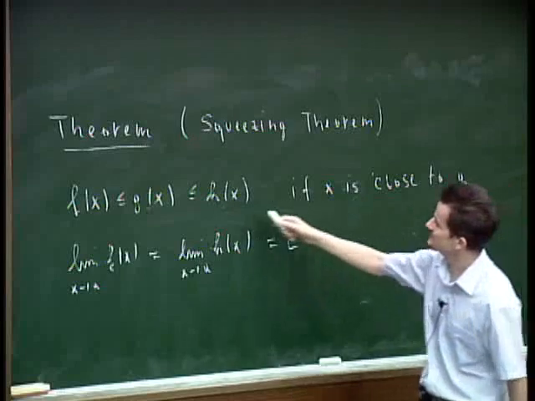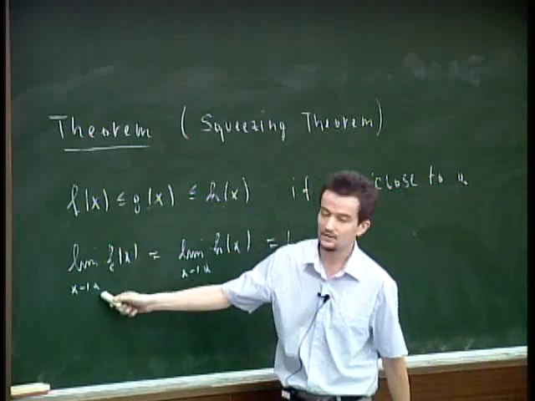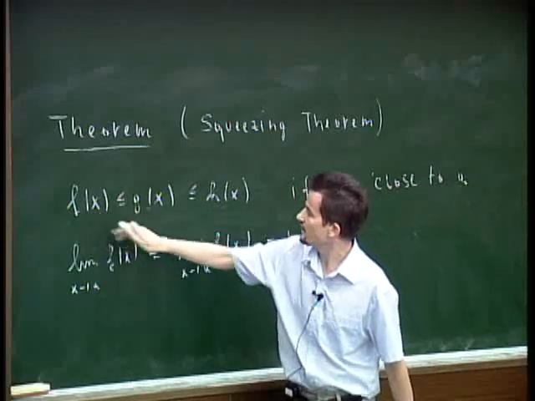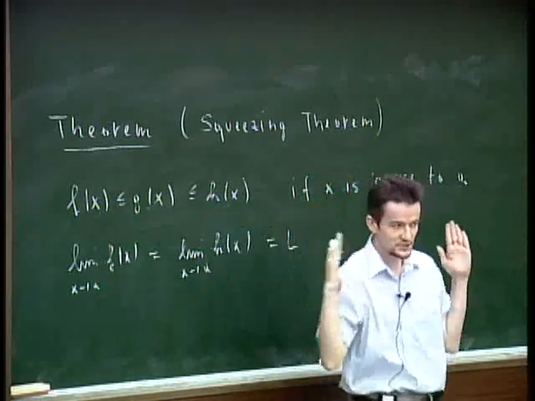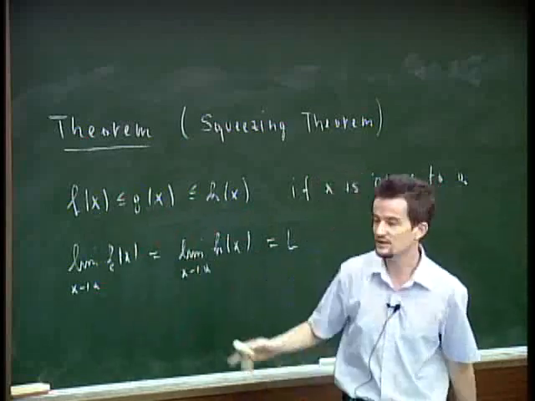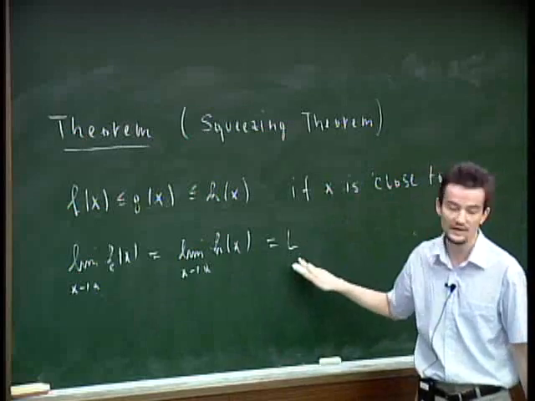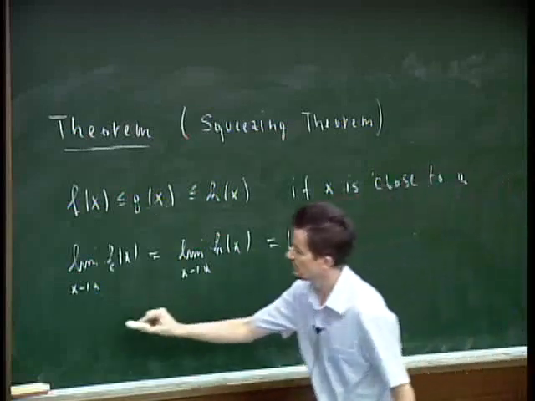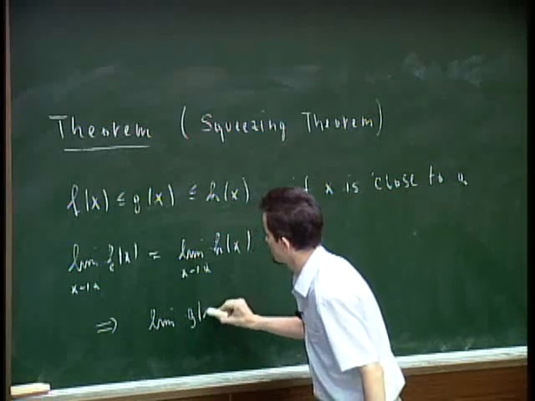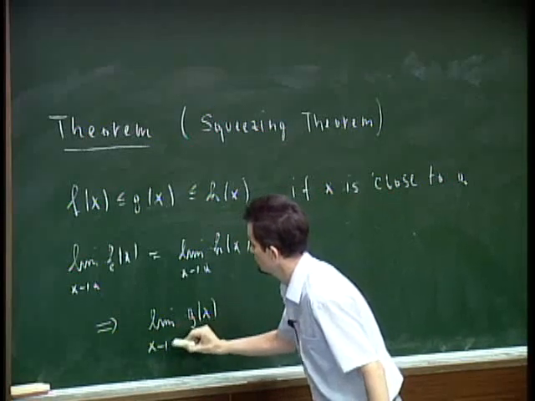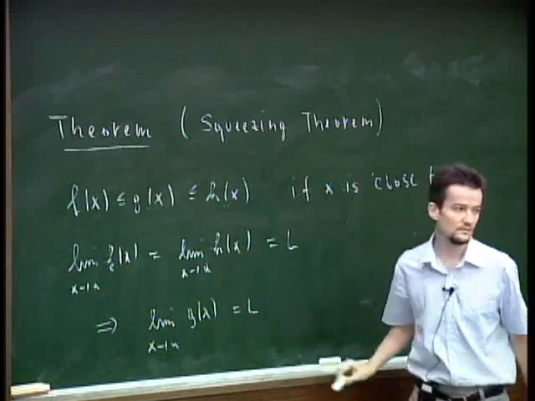Now, if this relation holds, and in particular, if x goes to a, this function will approach L, and this function will approach the same L. Because this function is sandwiched between those two, it doesn't have any chance but to tend to L as well. So from this you get that the limit of g of x as x tends to a also exists and is equal to L.